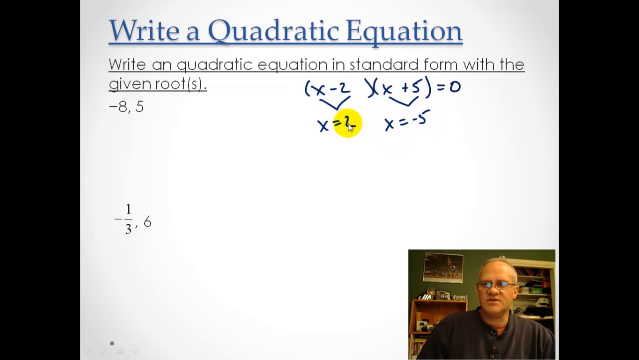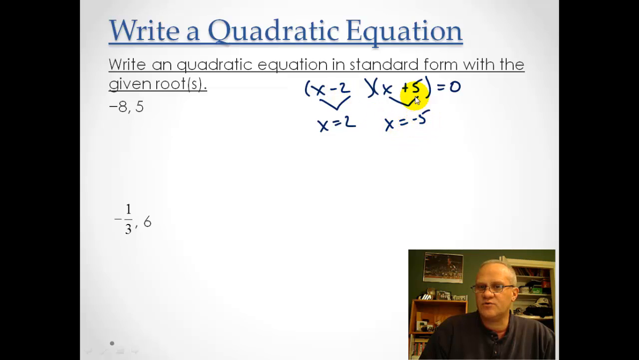So this is what we're starting with now, like the 2 and the negative 5, but here we're going to say negative 8 and 5. What we want to do is take this and write it back into the parentheses form, where if the answer was 2, when we put it back into the parentheses, it became x minus 2.